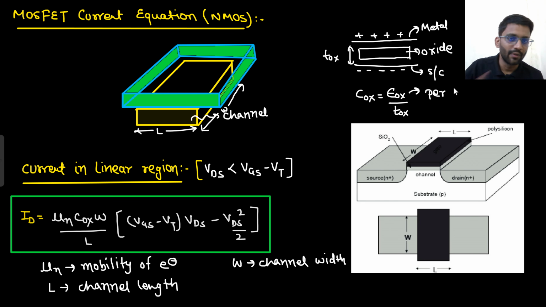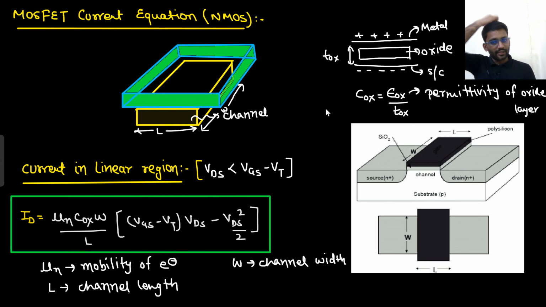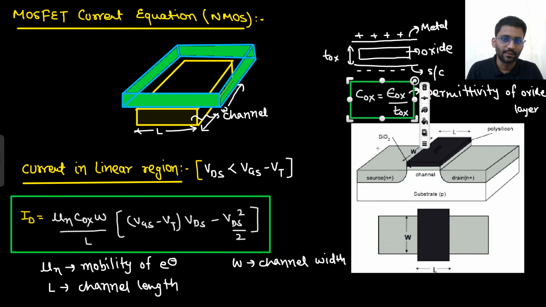SiO2. We will talk about why the oxide layer is used and what its use is. So this is the permittivity of the oxide layer, and TOX is the length, right? Metal, oxide, semiconductor. So Cox is this, and you need to know it. Okay, this is Cox. So W by L we know, mu n we know, VGS we know, applied VGS, VT we know.